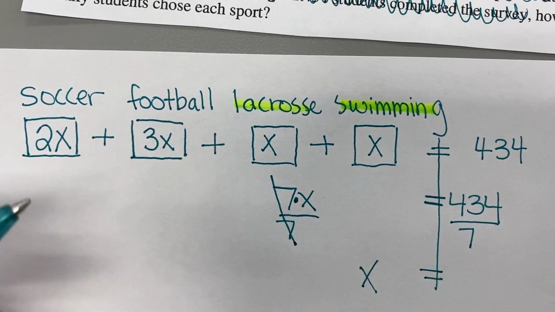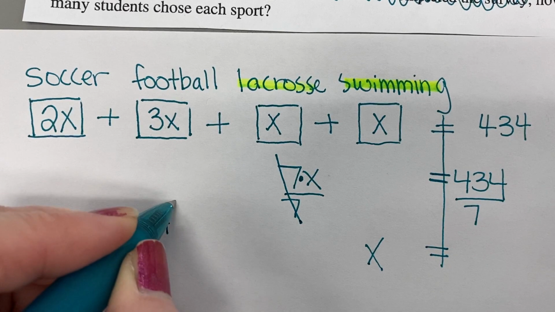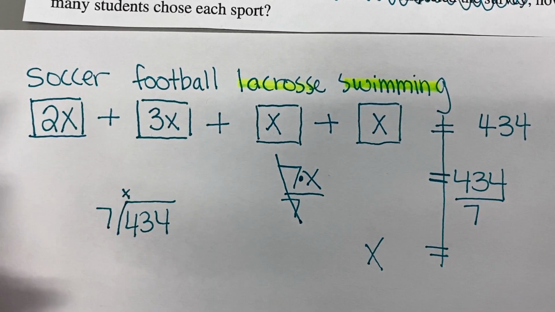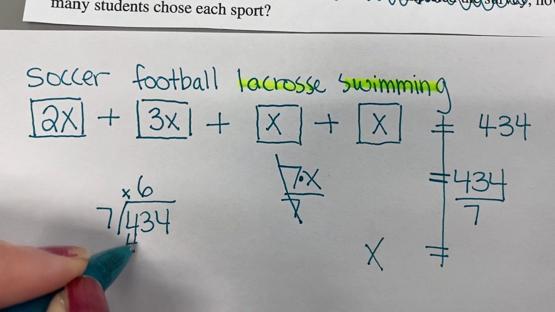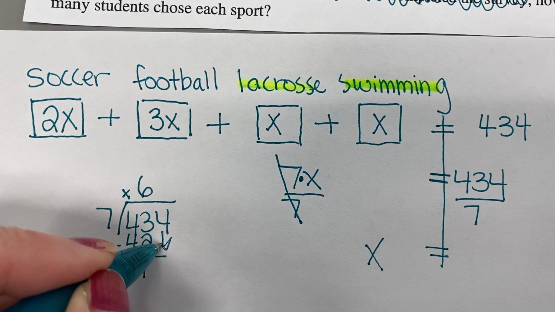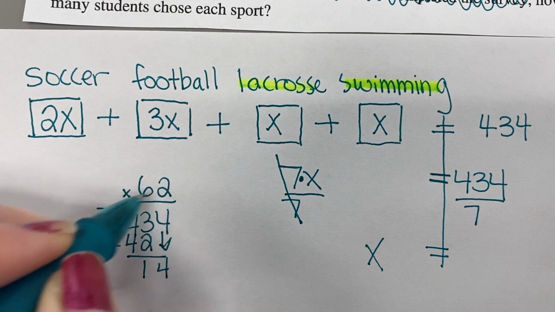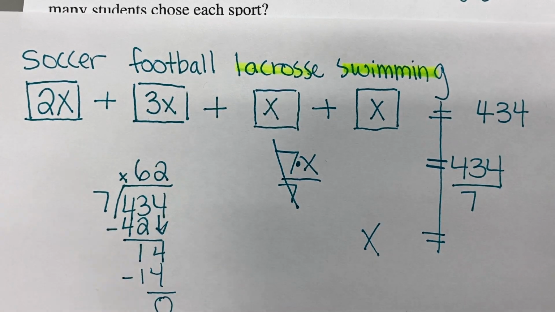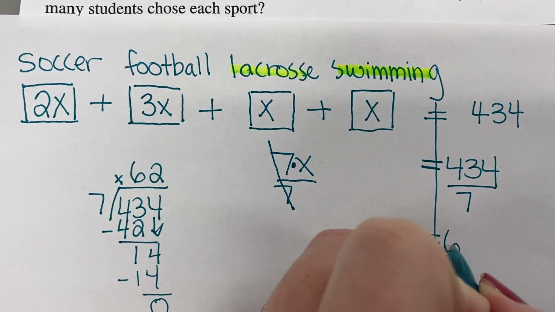Now 434 divided by 7, I may have to do a little side hustle here. 434 divided by 7. 7 does not go into 4. It does go into 43 6 times. 6 times 7 is 42. Subtract that, bring down the 4. And 7 fits into 14 twice. 2 times 7 is 14, with a remainder of 0. So x is going to be right here, 62.